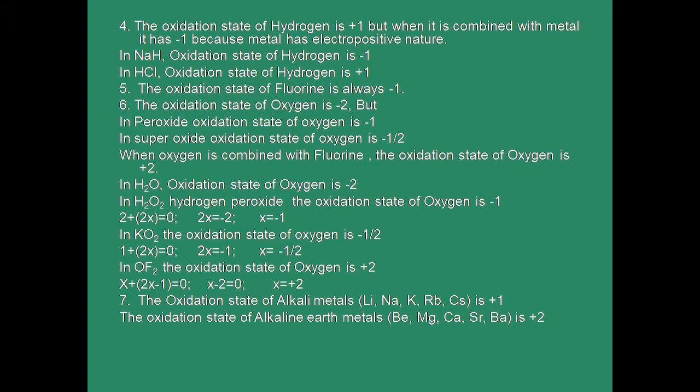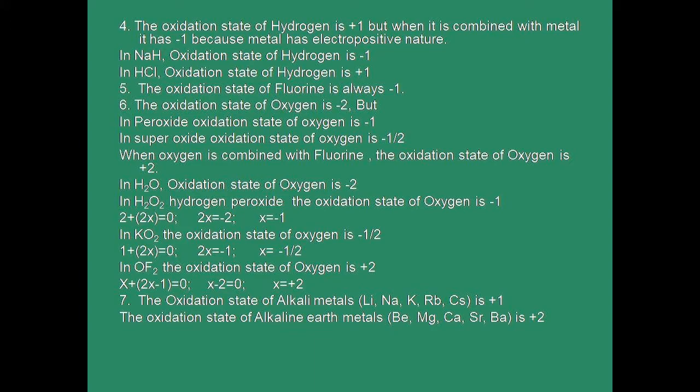Next, OF2. In this one we have to calculate the oxidation number for oxygen. So put x for oxygen, and for fluorine it is -1. How many fluorines are there? 2 fluorines. So x plus 2 into -1 equal to 0, because it is also a molecule. So put the value 0, and x minus 2 equal to 0. After calculating we get the x value +2. So the oxygen oxidation number becomes plus when it is combined with fluorine.